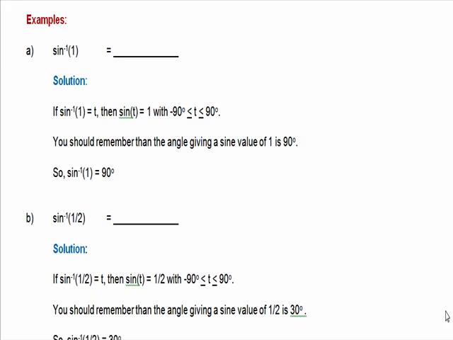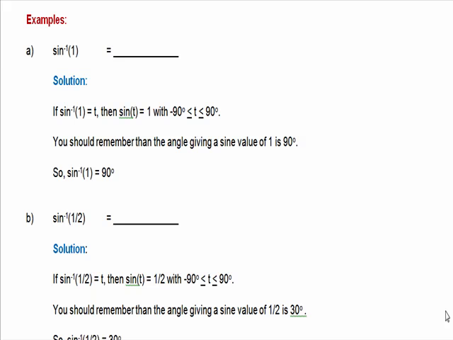Let's now take a look at a few examples. I'd like to compute the inverse sine of 1. So again, the easiest way to do this is to think backwards. If inverse sine of 1 is t, that would be the same as saying sine t equals 1. And so I'd say to myself, what angle gives me a value of 1? And I need to be between negative 90 and 90.